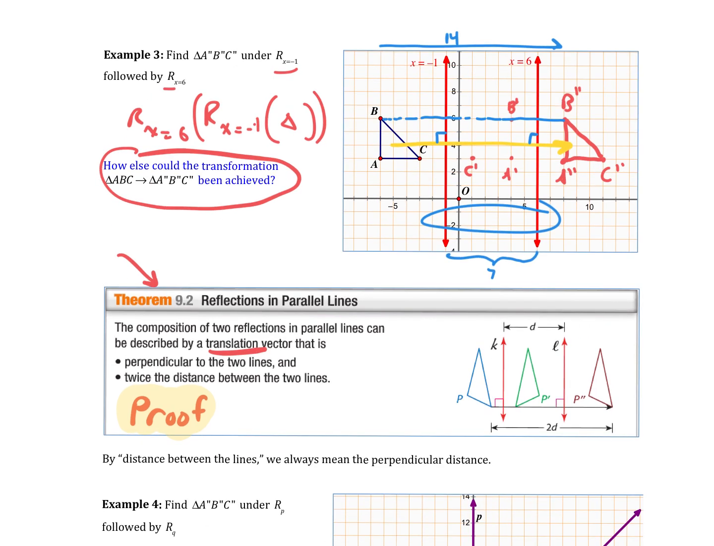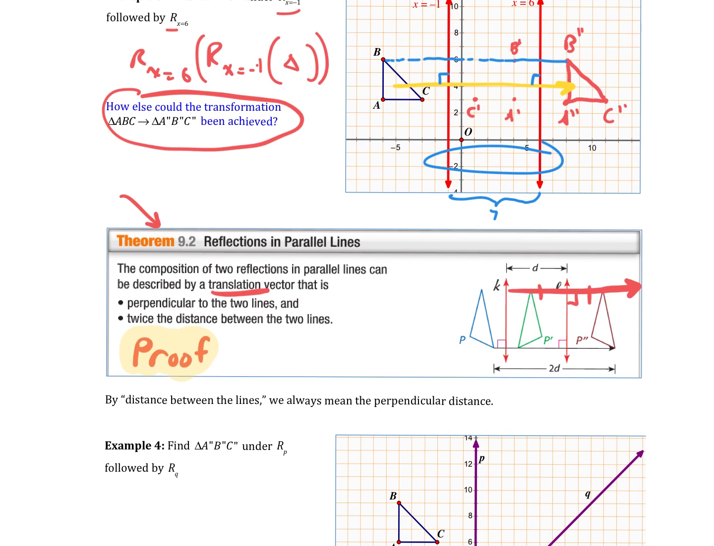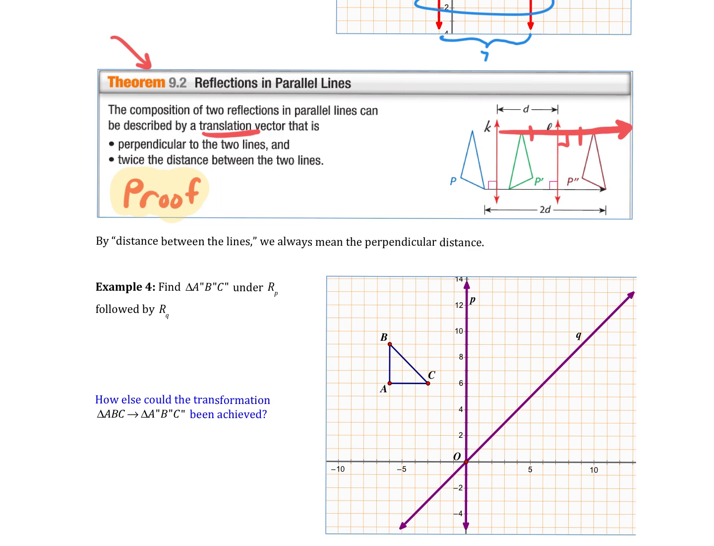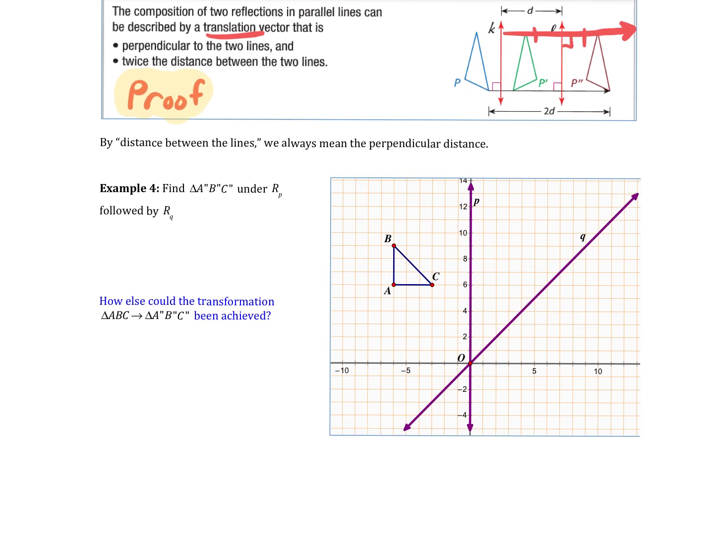Whenever you have two reflection lines like this, what you end up getting is a vector that's exactly double the distance between the two lines. Something like that. Okay, and I have this D and 2D here. It's pretty nice. When we say distance between the two lines, we always mean the perpendicular distance between the two lines. That's how distance between two lines is defined.